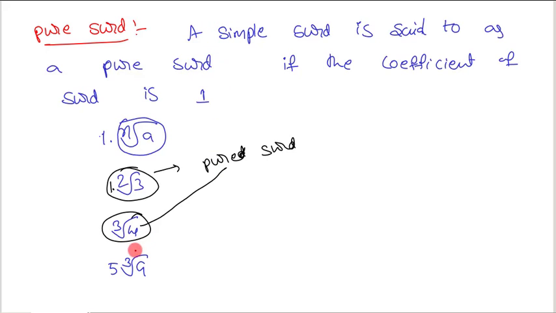But here, what is the coefficient of this surd part? That is 5. So it is not a pure surd. Okay, clear? Do you understand now? Let me take another type of example. Let me explain another type, that is the mixed surd.